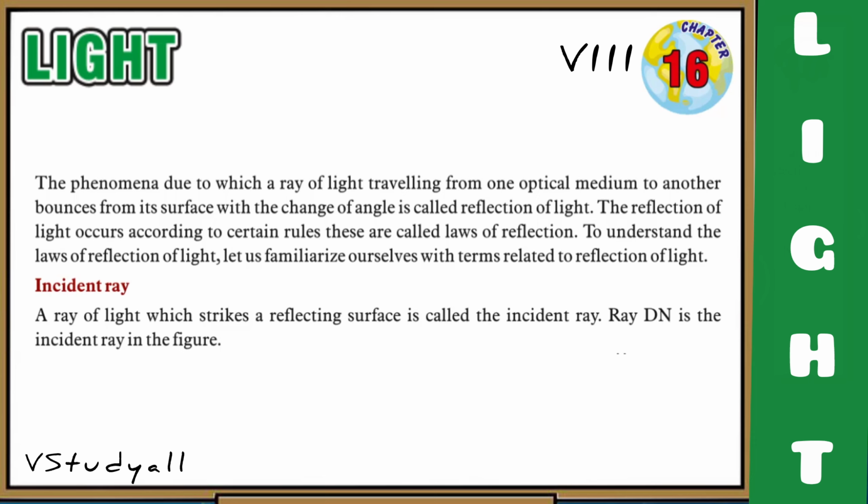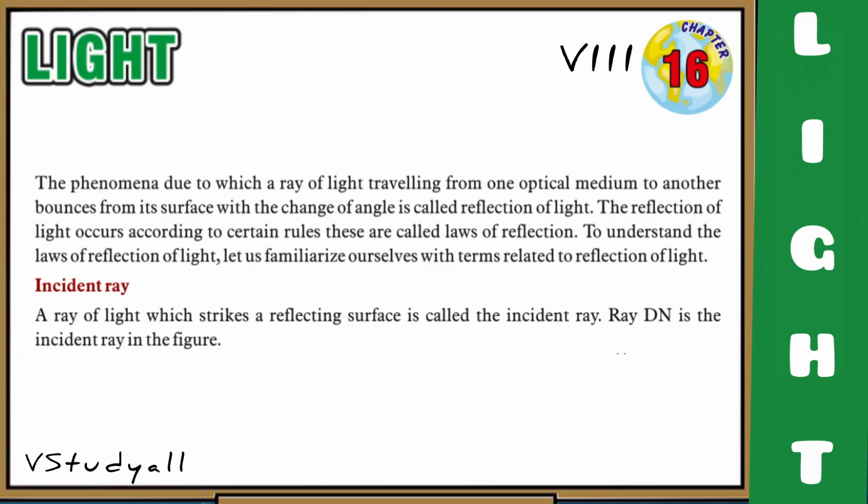So the phenomenon due to which a ray of light traveling from one optical medium to another bounces from its surface with the change of angle is called reflection of light. The reflection of light occurs according to certain rules. These are called laws of reflection. To understand the laws of reflection of light, let us familiarize ourselves with terms related to reflection of light.